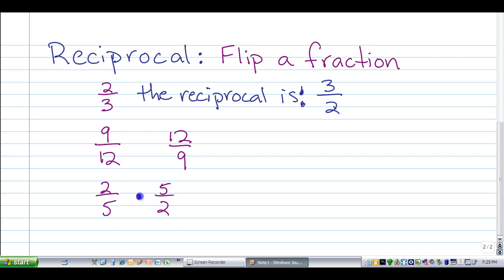Now if I was to multiply these together, what would I get? I multiply across and I get 10/10. Well, when the numerator and the denominator are the same, that gives me 1. Okay, so you know you've done it correctly. When you multiply a fraction by its reciprocal, you get 1. All right? Well, what about whole numbers? Do they have reciprocals? Yes.